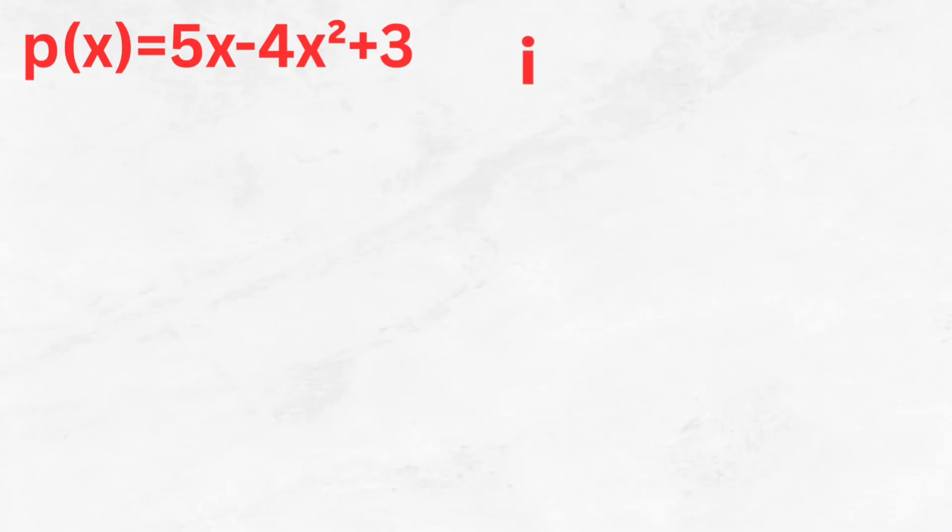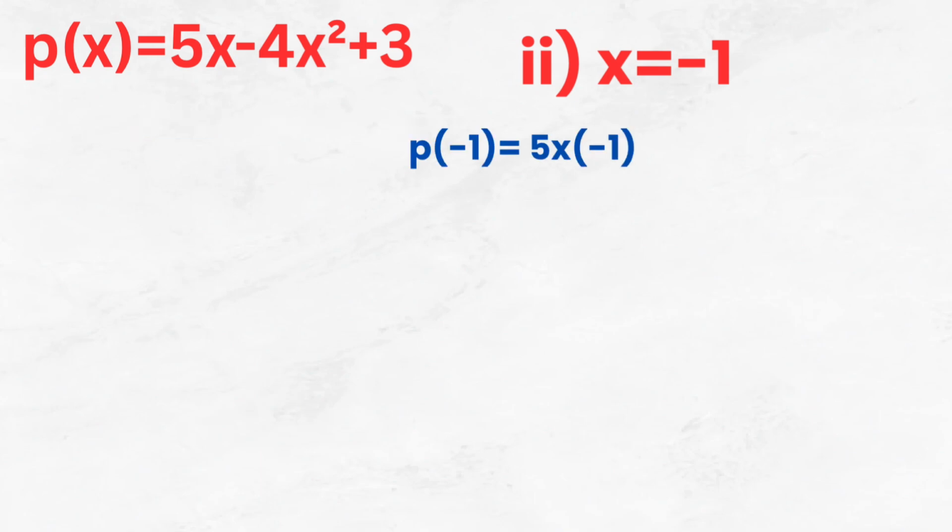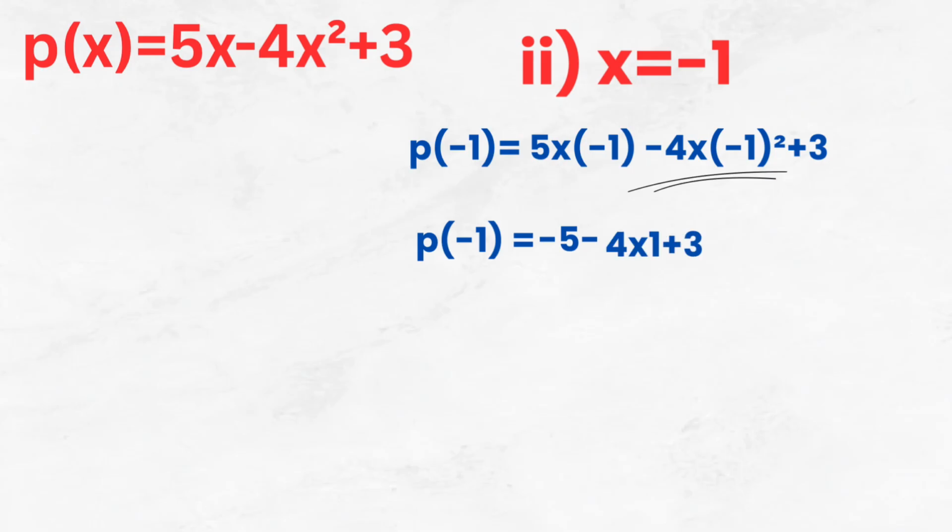Next is x equal to minus 1. Now put the value of x in the given expression. It will become p minus 1 will be equals to 5 multiplied by minus 1 minus 4 multiplied by minus 1 square plus 3. Here p minus 1 is equals to minus 1 multiplied by 5 becomes minus 5 minus 4 multiplied by minus 1 square will be equals to 1 plus 3.